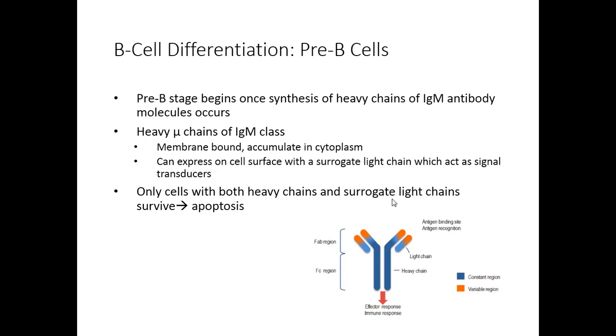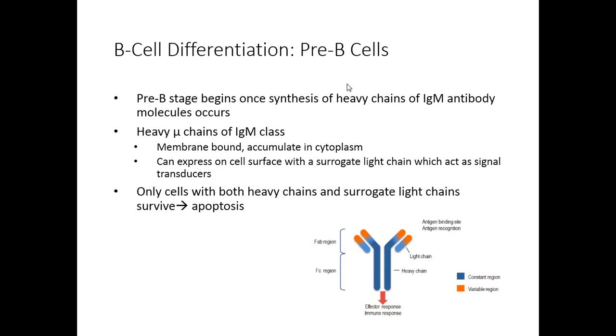The pro-B stage, as I said, is the one where heavy chain genetic rearrangement occurs so that we have identified that heavy chains will be able to be produced. The pre-B cell, on the other hand, is no longer kind of in the theoretical.